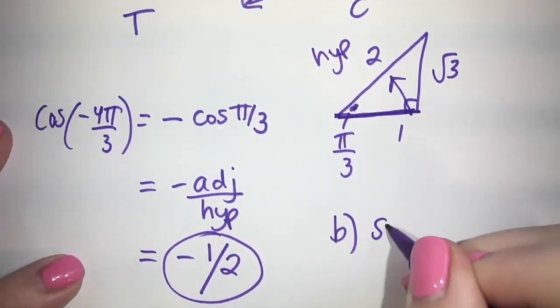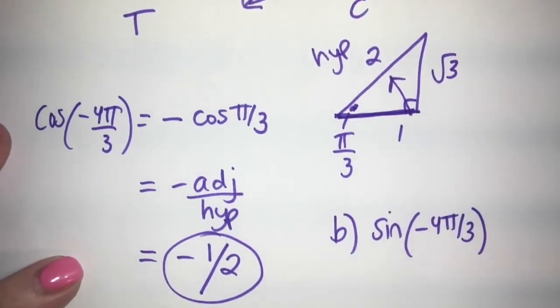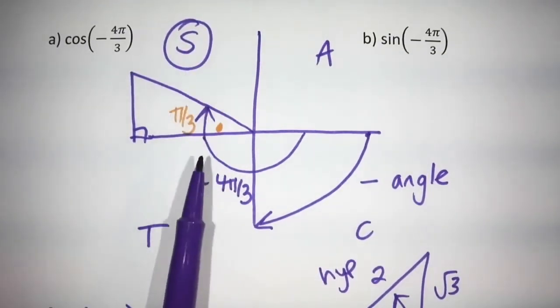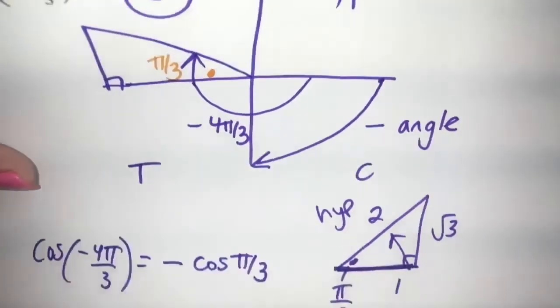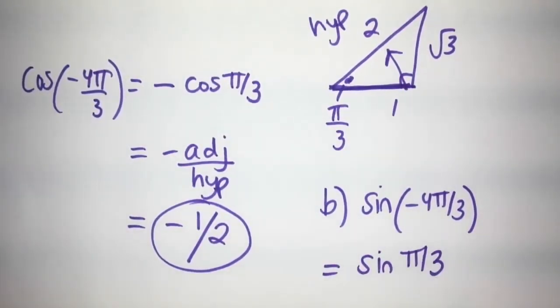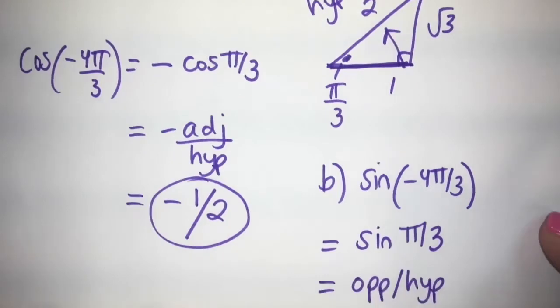For part B, we've got sine of negative 4 pi over 3. So it's the same angle, but if we want the sine of that angle, we're in the sine quadrant. So this will be positive sine of pi over 3. So the same as sine pi over 3. And if we look at our triangle here, sine would be, from SOHCAHTOA, opposite over hypotenuse.